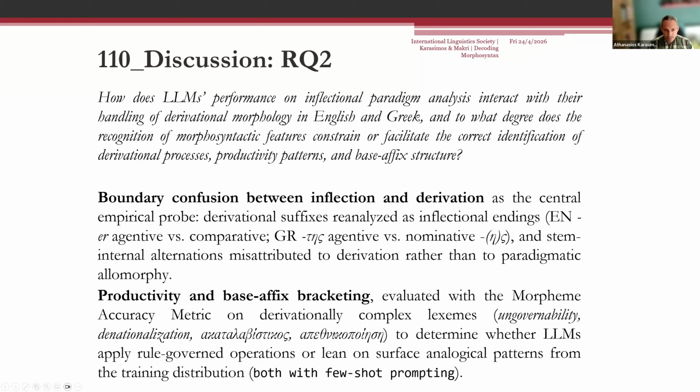Also, productivity and base suffix bracketing were evaluated with our metric system, so that the LLMs can apply rule-governed operation, or lean on surface analogical patterns from the training distribution. We saw that both of them can be capable, depending on the case. So we use few-shot prompting for both approaches, with exactly the same results if we try to analyze some complex lexemes like ungovernability, denationalization, ακαταλαβίστικος, or απεθνικοποίηση, etc.